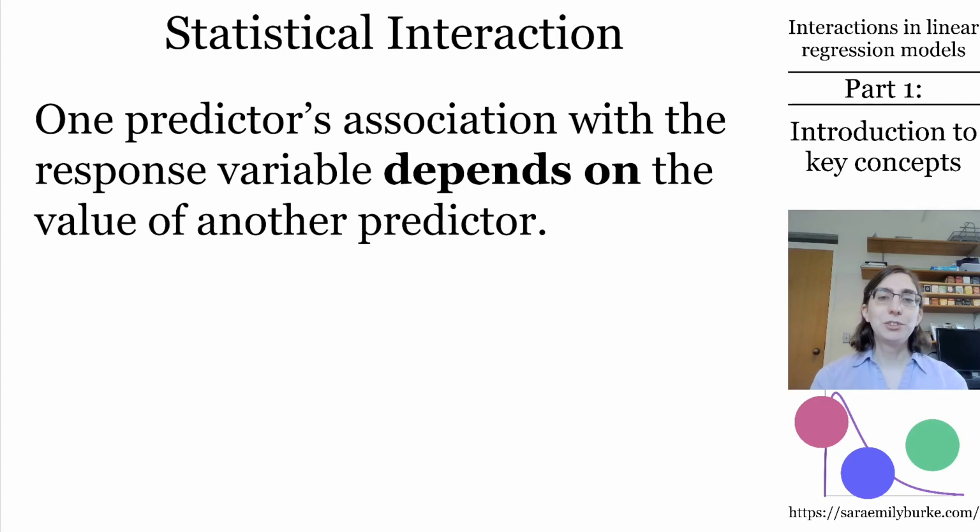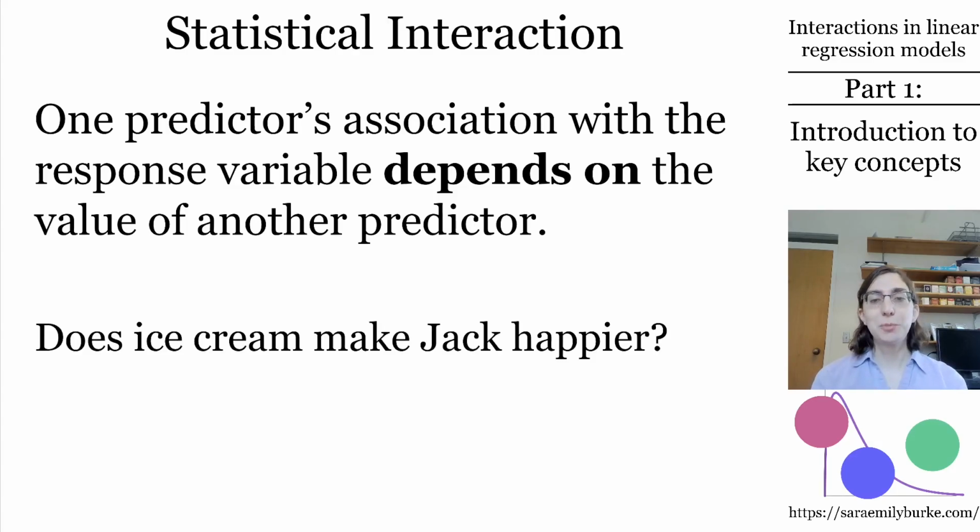An interaction arises when one predictor's association with the response variable depends on the value of another predictor. So in this example, if you ask, "Does ice cream make Jack happier?" if the answer had simply turned out to be yes, and always by the same amount, then that is not a sign of an interaction. Even if beer made Jack happy too, as long as you don't need to know whether he's had beer or not to decide whether ice cream will make him even happier than he already is, then there's no interaction.